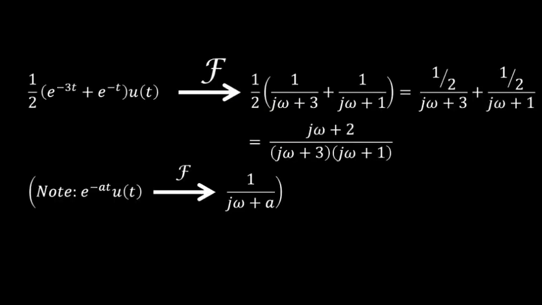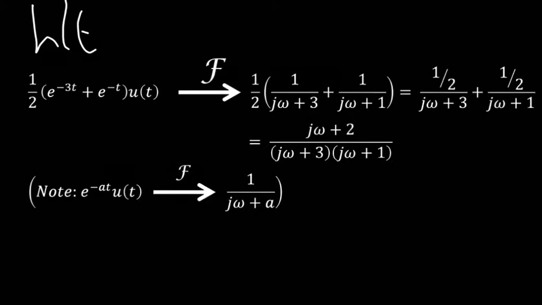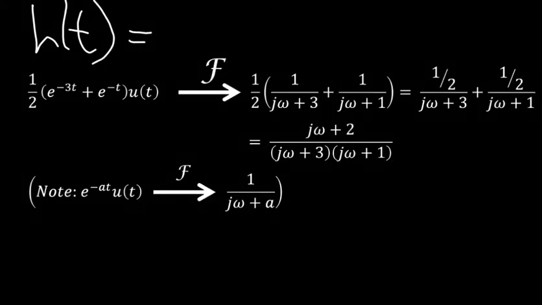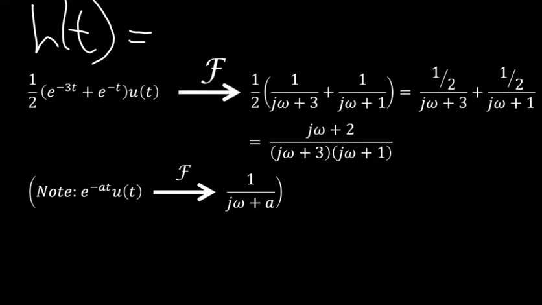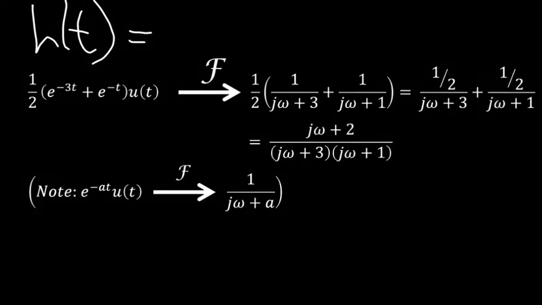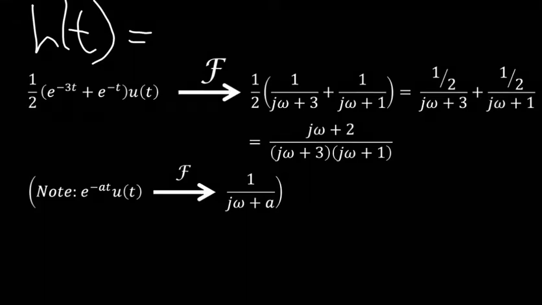To find the magnitude of h of t, the best way to go about it is to find h of j omega, or h of t in the frequency domain. To do that, we use e raised to the negative at u of t transformed into 1 over j omega plus at. Therefore, the Fourier transform of h of t becomes 1/2 times 1 over j omega plus 3 plus 1 over j omega plus 1, which turns into j omega plus 2 divided by the quantity j omega plus 3 times the quantity j omega plus 1.